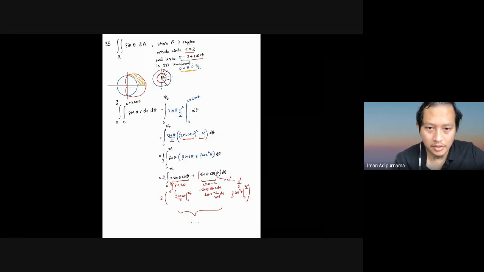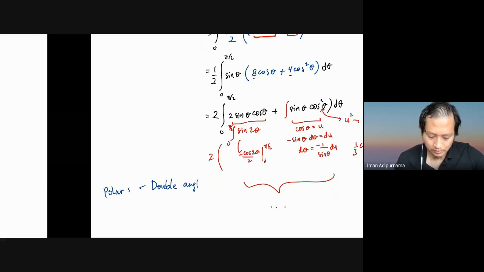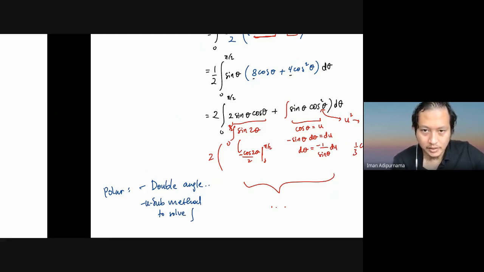Yeah, because in polar, in most cases you will get sine and cosine. What I'm suggesting for polar is, to solve it, first you need to remember some of the double angle formulas, okay? And then maybe use some substitution method to solve the integrations. I think just these two are enough to check and to solve.